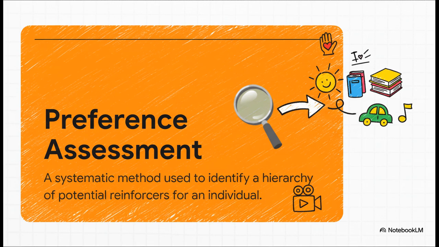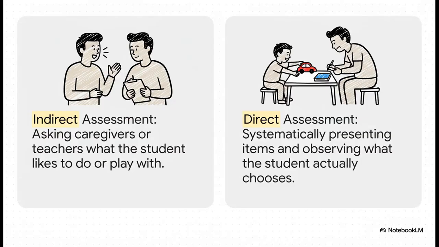Well, the answer is something called a preference assessment. And it's exactly what it sounds like, a formal, systematic process for figuring out what a person is most motivated by. No more guessing. Now, these assessments can be indirect, like asking a parent or teacher what their child likes. Or they can be direct, which is more reliable. That involves systematically presenting different items and actually recording the learner's choices.